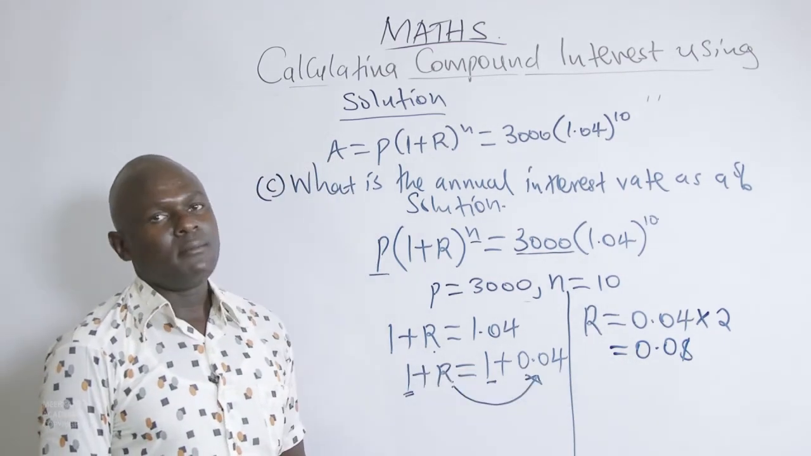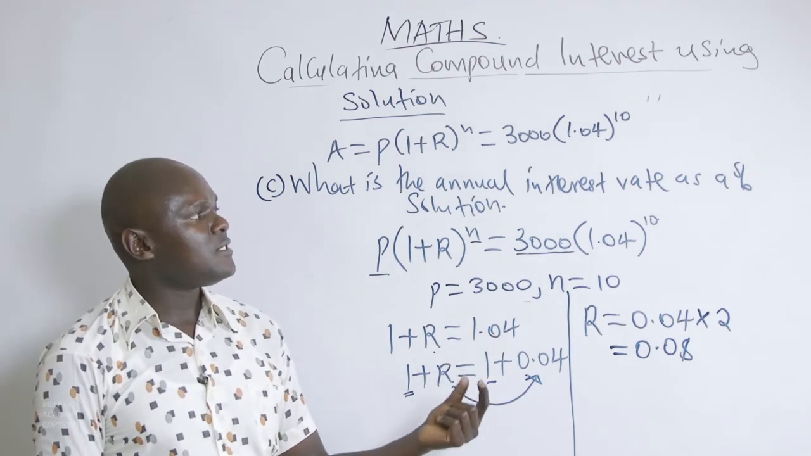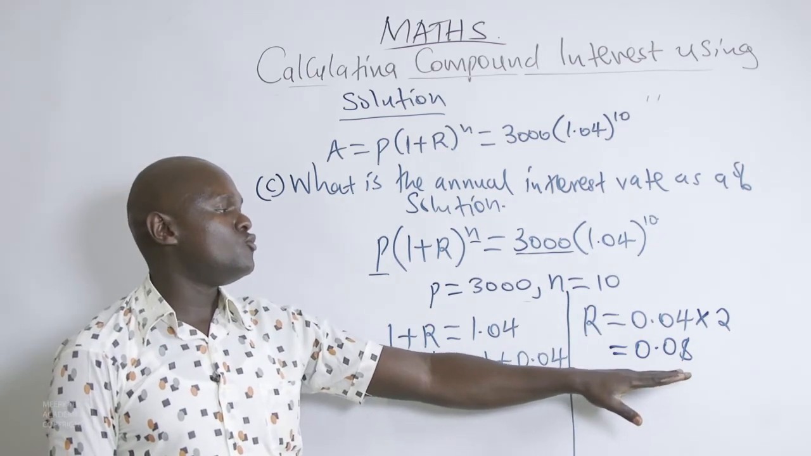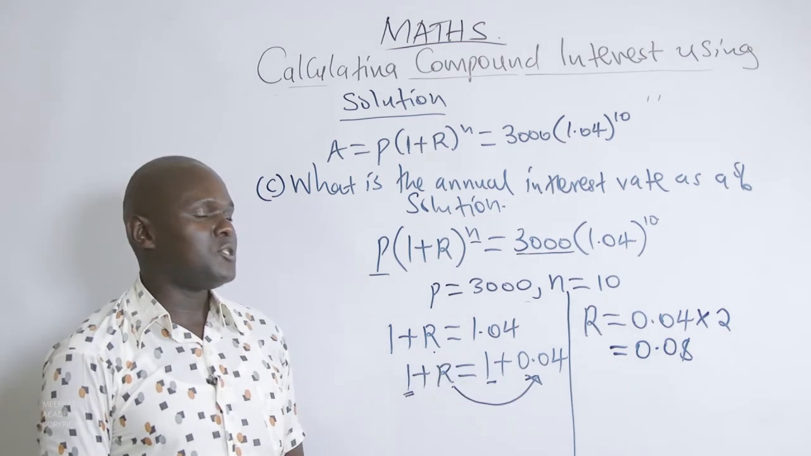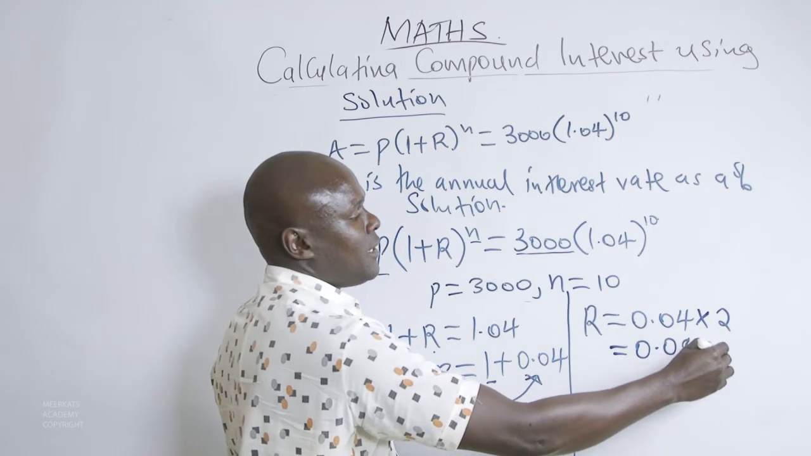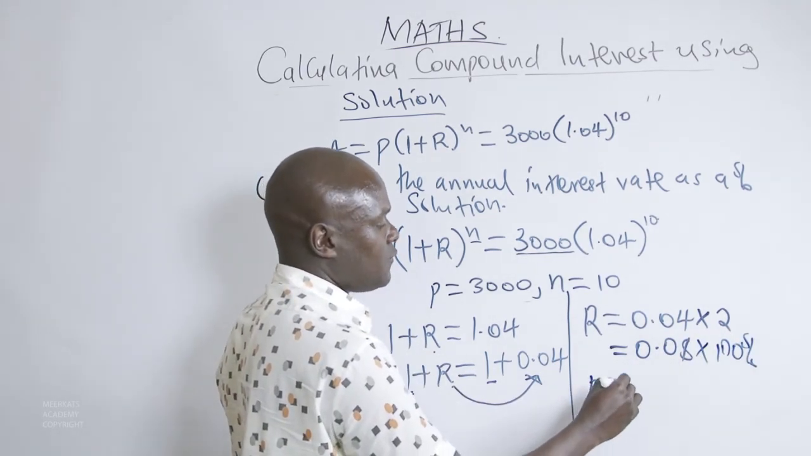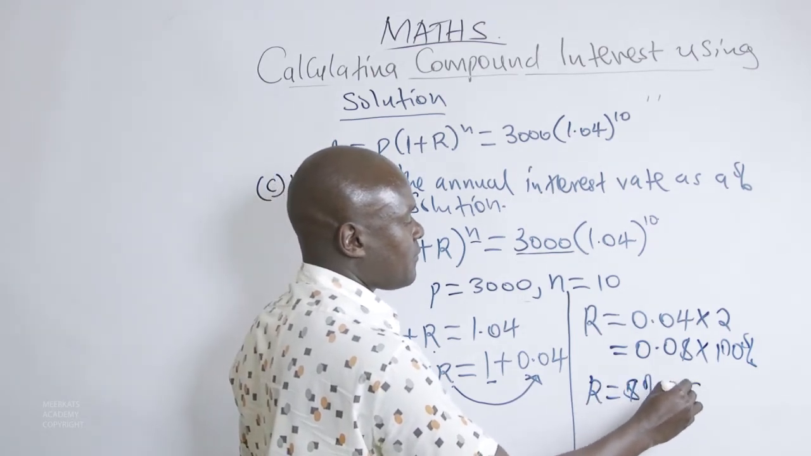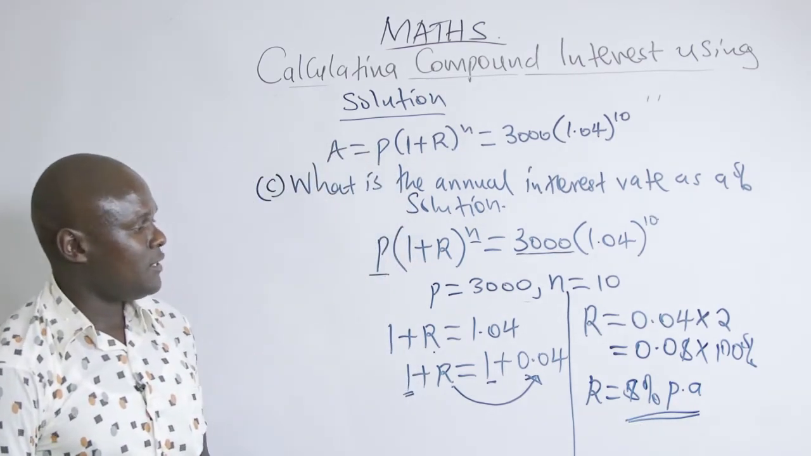This is a decimal number. We are told to calculate this interest rate as a percentage, and we have already learned how to convert a decimal number to a percentage. This is by simply multiplying the said number by 100%, and this will give us a rate of 8% per year. Our rate will be 8% per year.